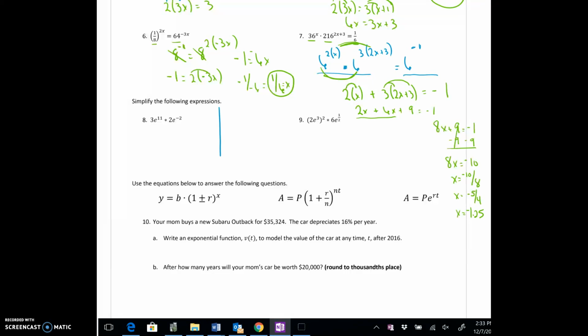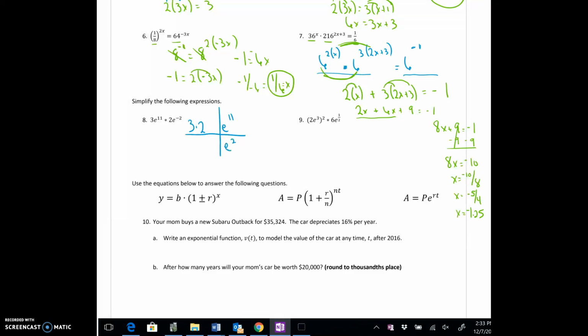So in the left side, the first house, I will just put the regular numbers of 3 and 2, which are multiplying. And then in the second house, I will put the e's, e to the 11. And then I told you if you have any negative exponents to move it. So I will move this one down to the bottom.